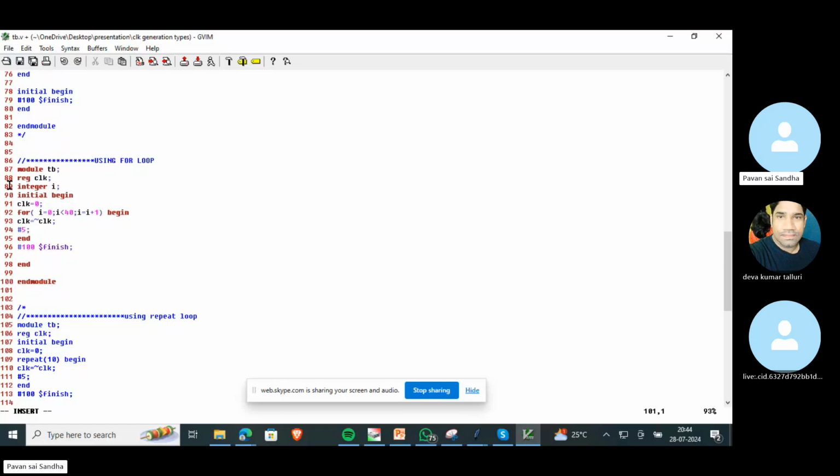So here we have to declare the integer to give the iterations, and we are declaring the clock as reg. In initial we assign the clock a zero value, and at line 93 we say that every 5 seconds the clock will be negated. At the end we will end the simulation at 100 nanoseconds. Why? Because QuestaSim's default is picoseconds, so it will end at 100,000 picoseconds.